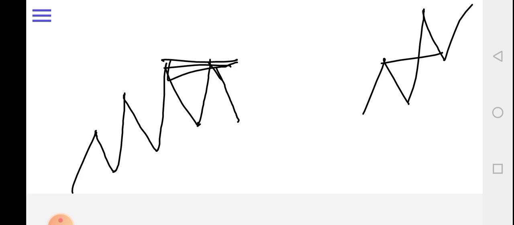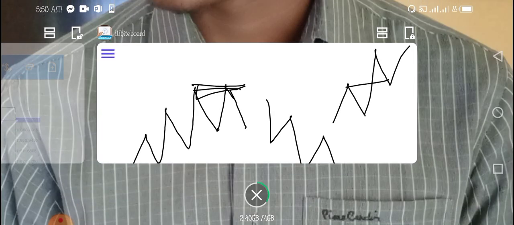While on a downtrend, we tend to see a low, a lower high, a lower low, a lower high, and so on, just the inverse of an uptrend. So let's go back to our chart and see what I'm talking about.